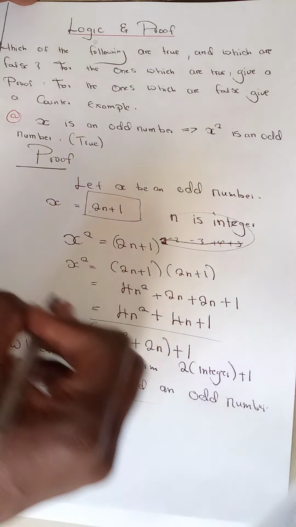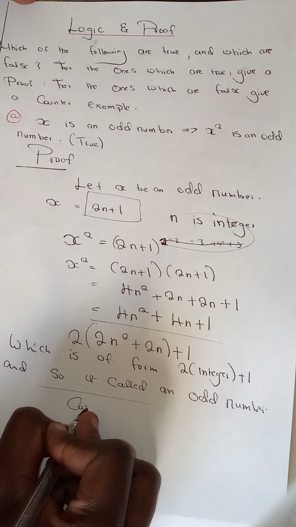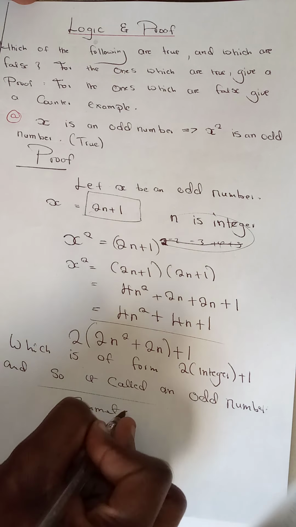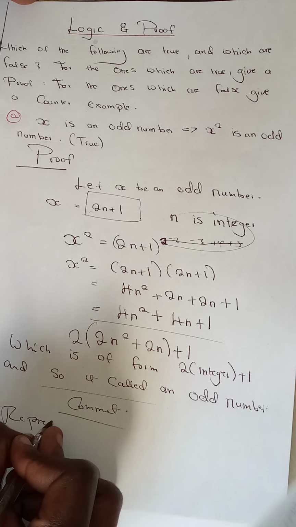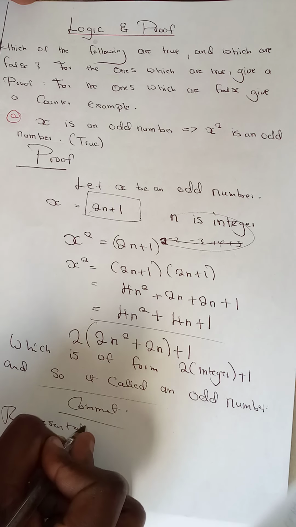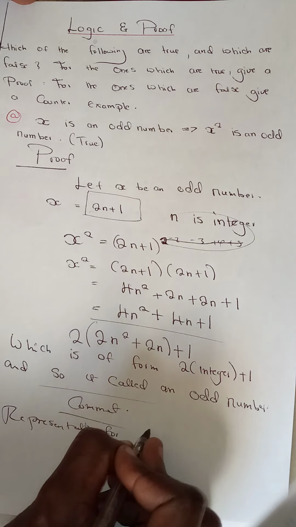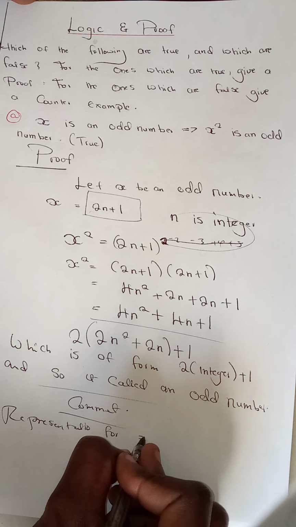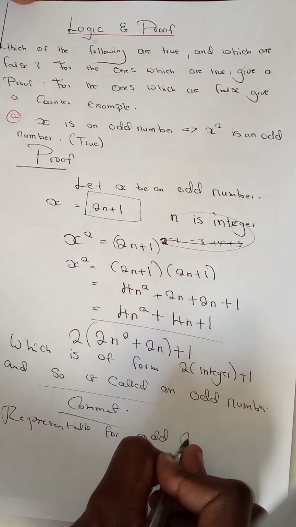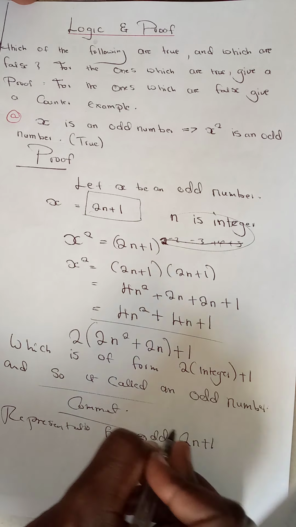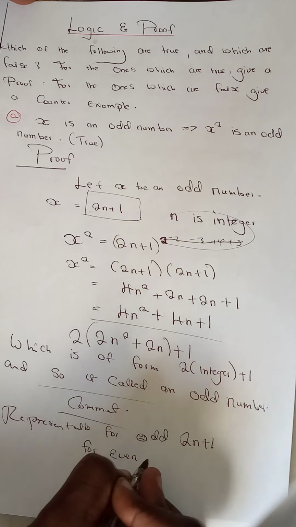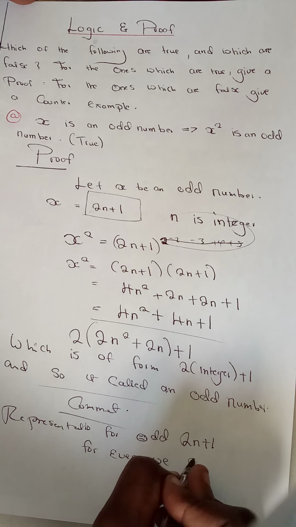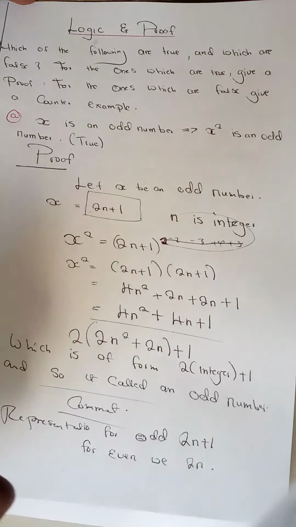So that's all. According to what we have learned here, the first representation is for odd, where we use 2n plus 1, and then for even we use 2n. That's all for today.